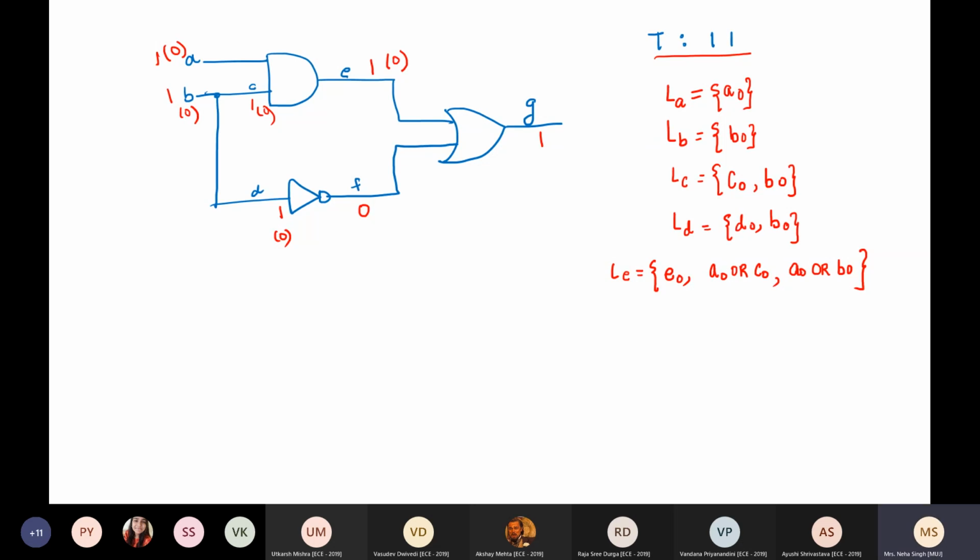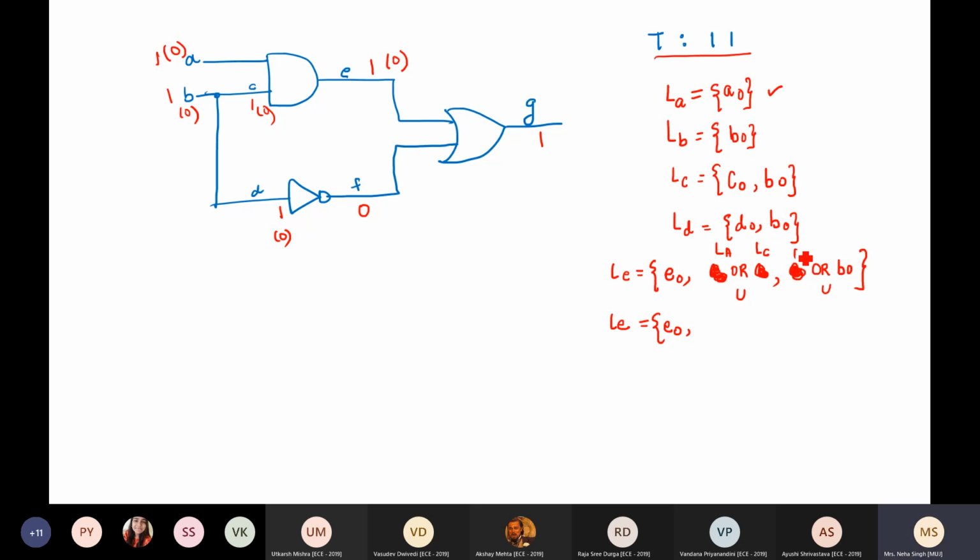ठीक है. सो AND के लिए हम क्या करते हैं? यूनियन करते हैं. AND means union. So what will LE have? The fault list of E contains E naught, A naught union C naught. Yani, sorry, the fault list at A, I should not write L here. It should be LA or LC.